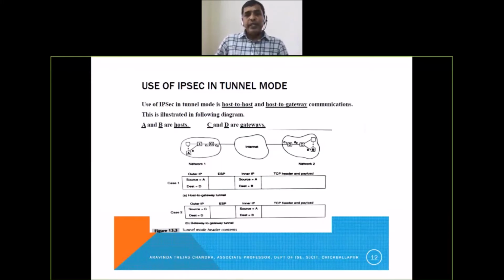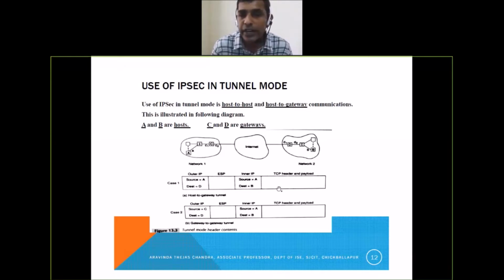So now, if you want to be clear, this is use of IPsec in tunnel mode. So use of IPsec in tunnel mode is presented here. So that means how tunnel mode works. So this diagram shows you host to host and host to gateway communication.